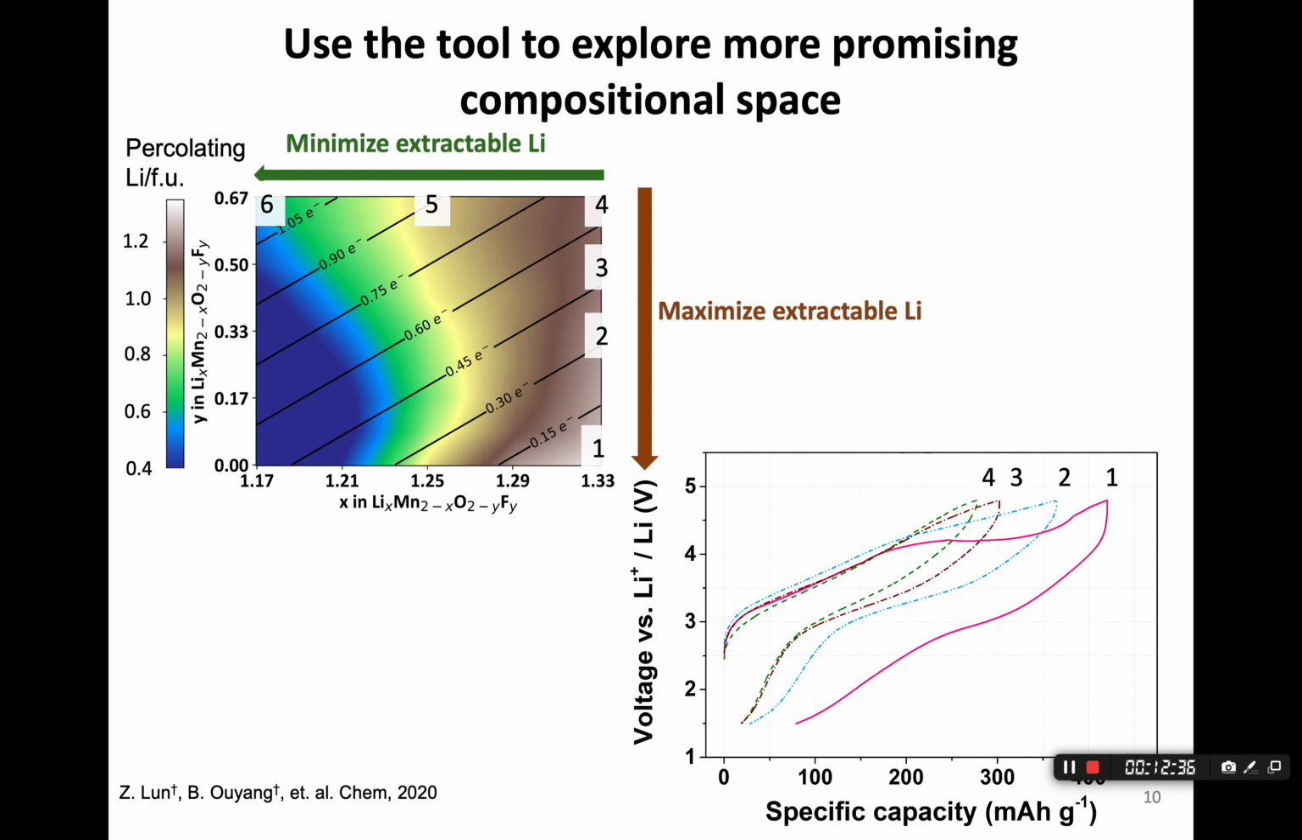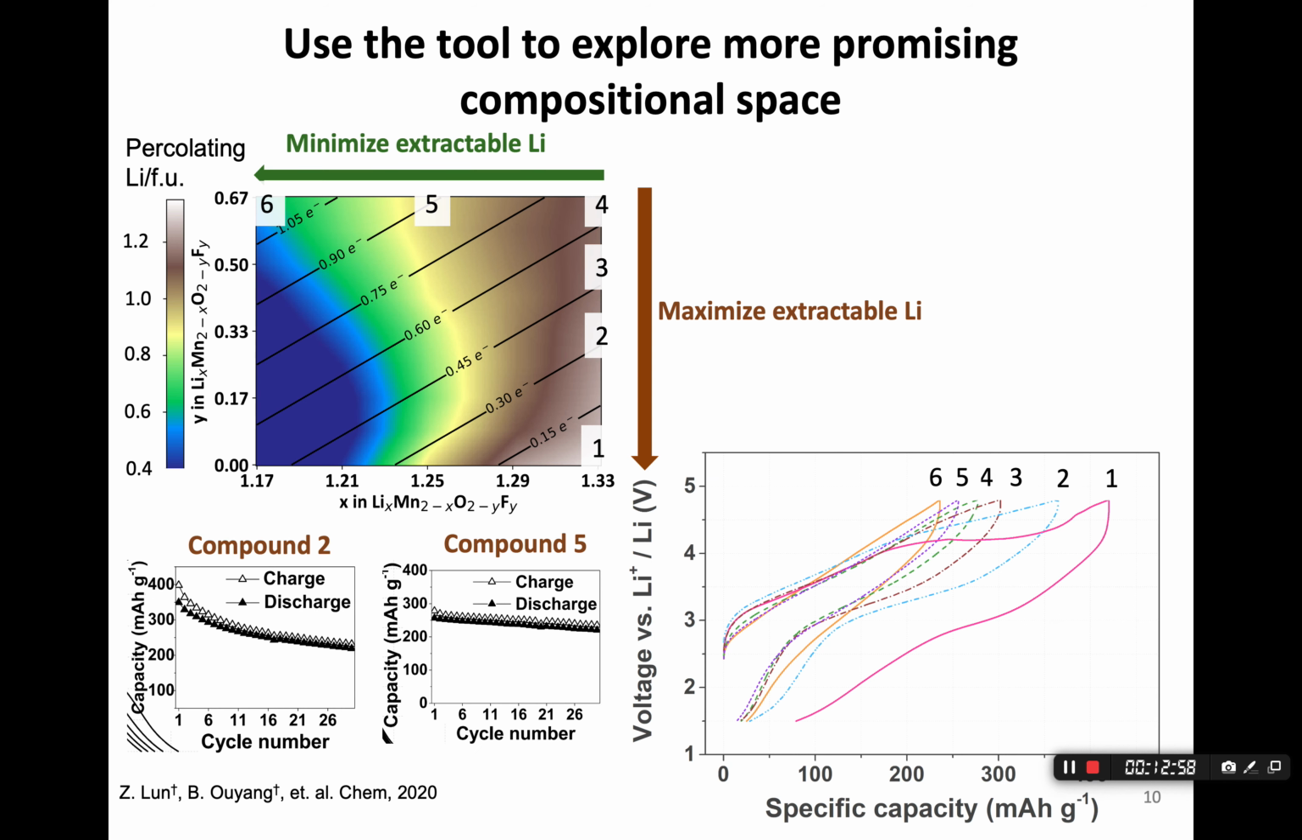Because the contour lines will show you a larger number, which indicates a higher amount of electron capacities. So in this case, even though you're trying to decrease the amount of percolating lithium, you are actually increasing the electron capacity of the materials. So in the end, you're going to gain retention performance of the materials.